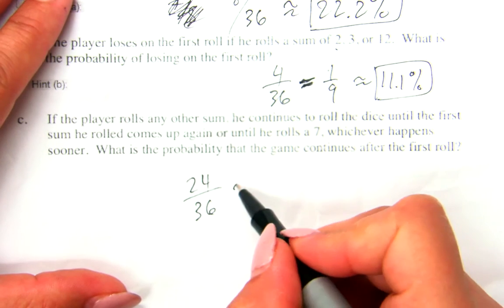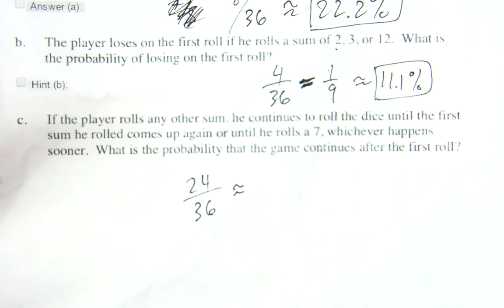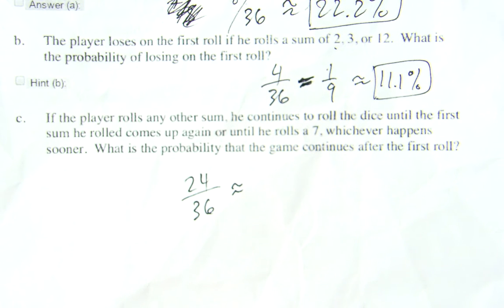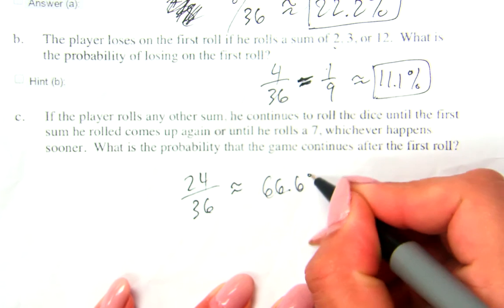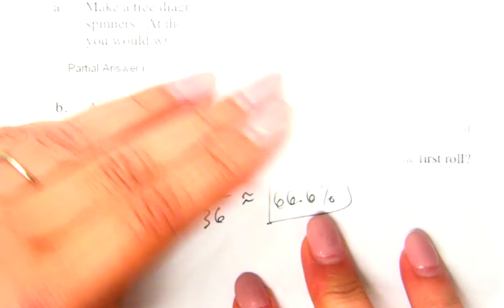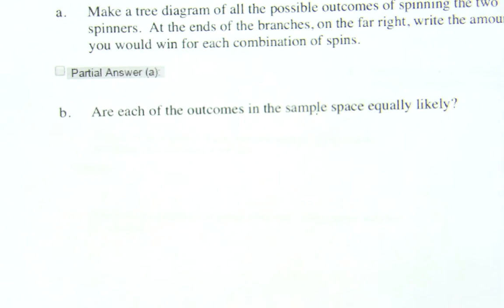So 24 out of 36 is the probability that we roll something other than a 7, 11, 2, 3, or 12. And that gives us a 66.6% chance that we're going to roll again. Alright, that was part C.